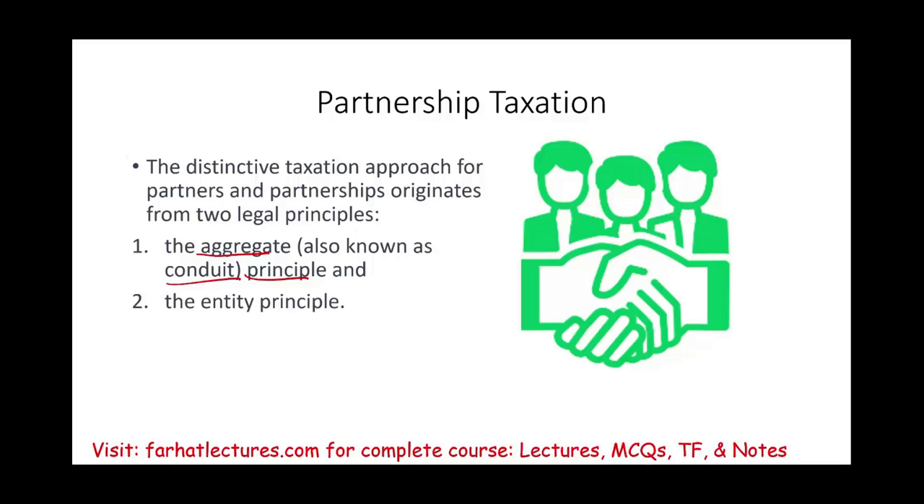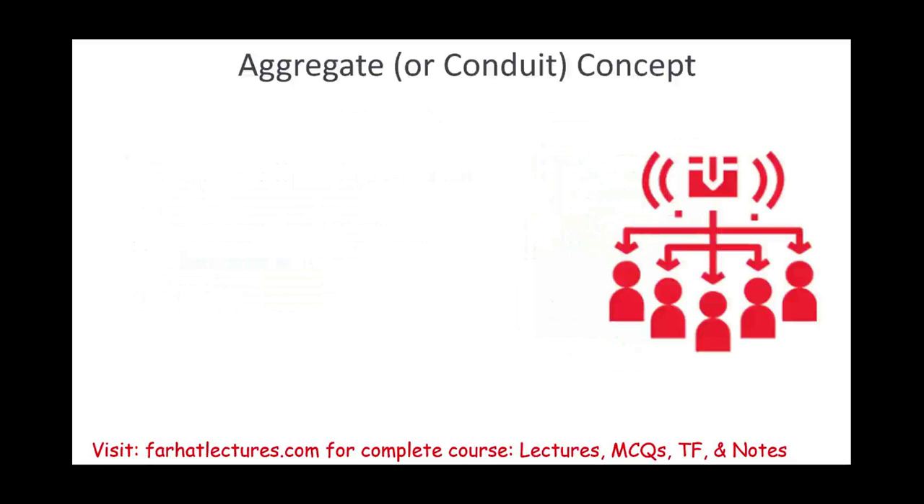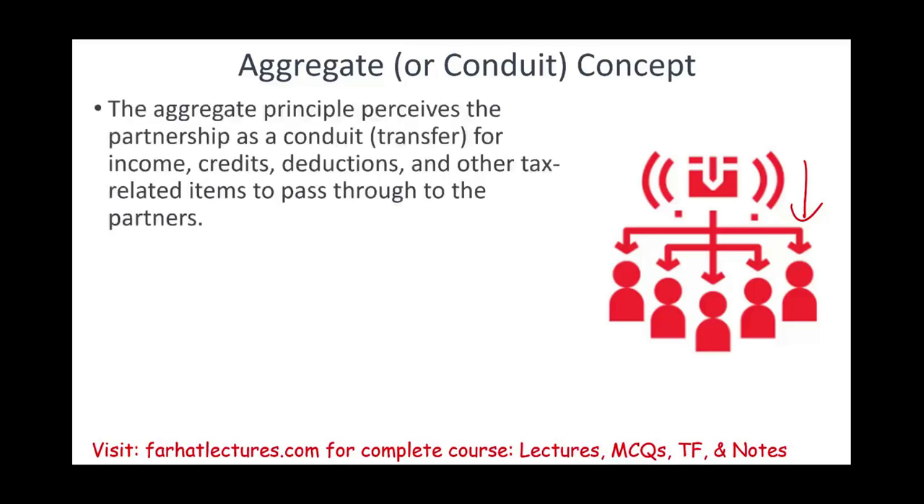What do we mean by an aggregate principle, also known as the conduit principle? Well, what is an aggregate or conduit? It means something is being passed. And you already know that the profit and other things, profit, deduction, losses, expenses, are passed through, as well as credit. So the aggregate principle basically states that the partnership as a conduit transfers income, credit, deduction, and after-tax related items to the partners. So let's assume this is the partnership, and what's going to happen? The partnership is going to transfer things to the partners.